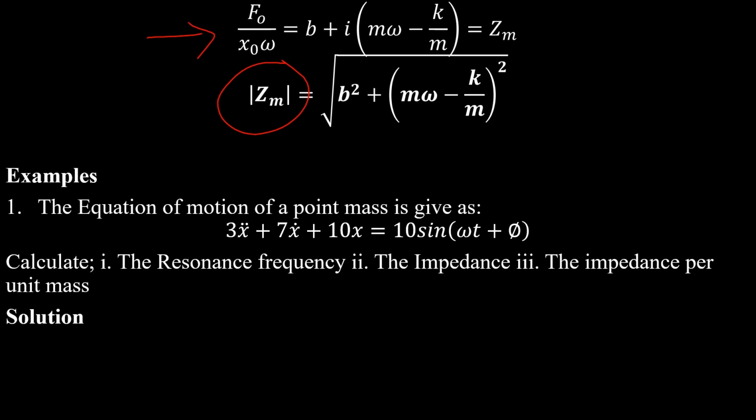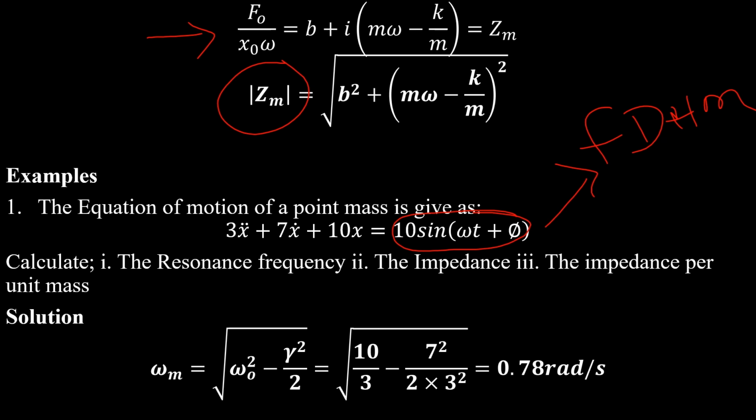So let's see this quick example on forced harmonic motion, please. We are told that the equation of motion of a point mass is given as this. So we quickly know that this is a forced damped harmonic motion simply because of this steady state periodic force that was given here. I'm going to only calculate the resonance frequency here. You do the work by calculating the mechanical impedance and the impedance per unit mass. So our resonance frequency here, again, as we remembered, is given by this expression.